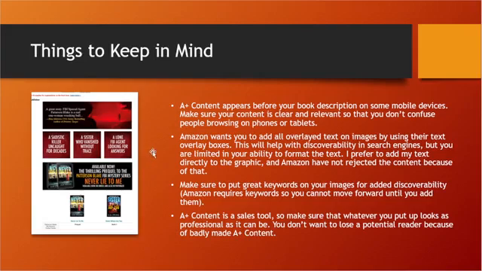So things to keep in mind: A+ content appears before your book description on some mobile devices, like I said. So make sure your content's clear and relevant, and that you don't confuse people browsing on phones or tablets. Amazon want you to add all overlaid text, like I said, on images. We've already gone through that. You don't need to. They don't appear to be enforcing that, and all the big boys do it anyway, so I figure if they're doing it, we're okay.